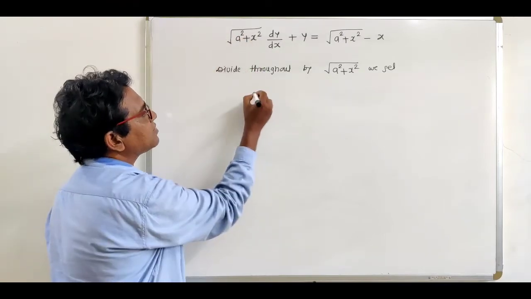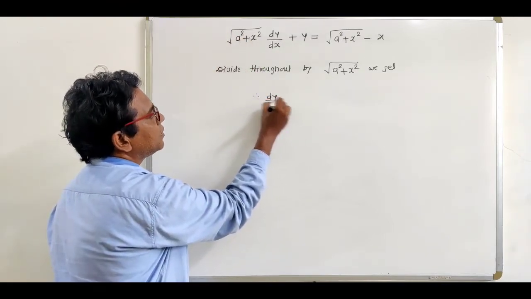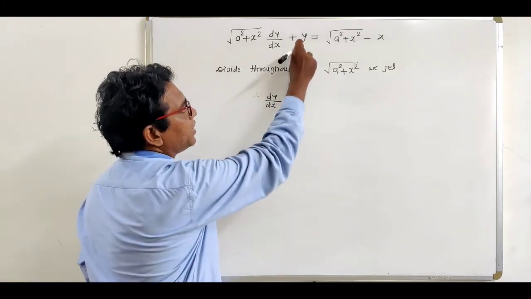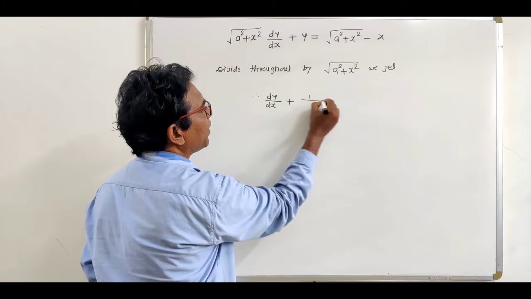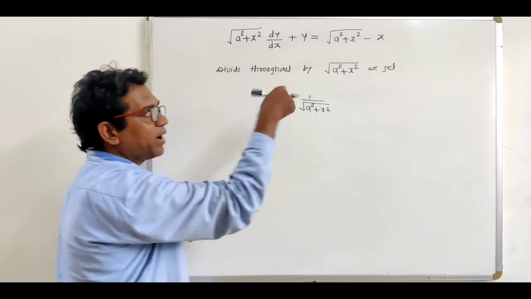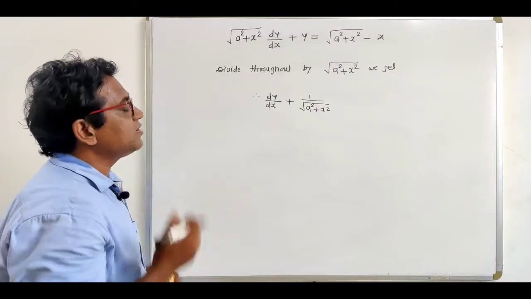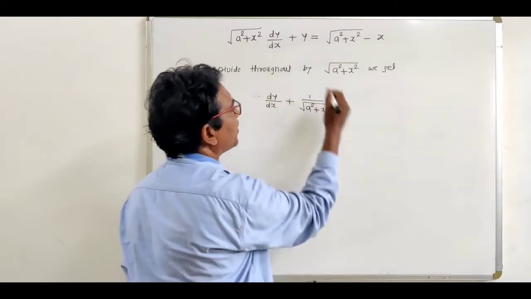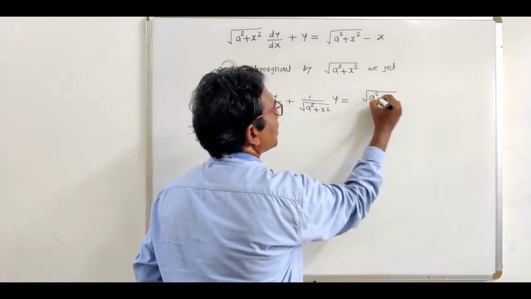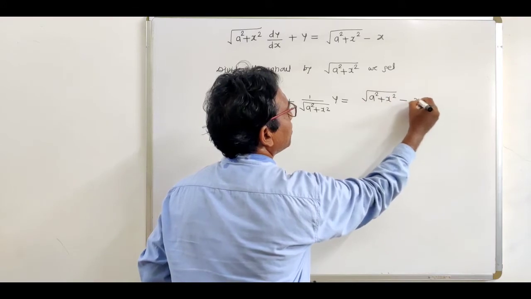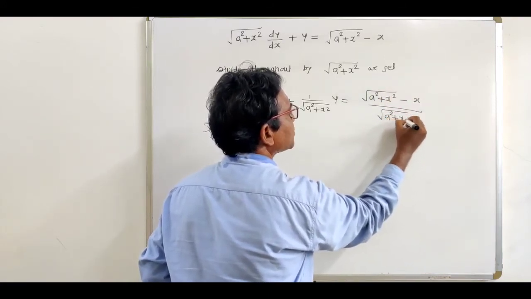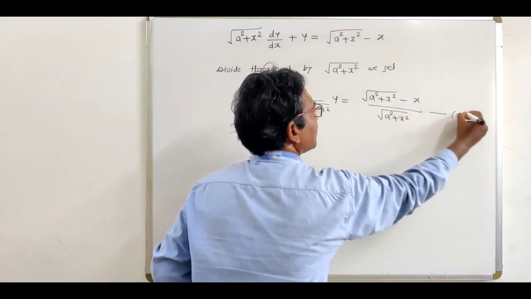So this term cancels. So this is dy by dx plus, divide the second term by under root a square plus x square. So we get 1 upon under root a square plus x square into y, and what is the right hand side? This is under root a square plus x square minus x divided by this same term under root a square plus x square. This is, suppose, equation number 1.